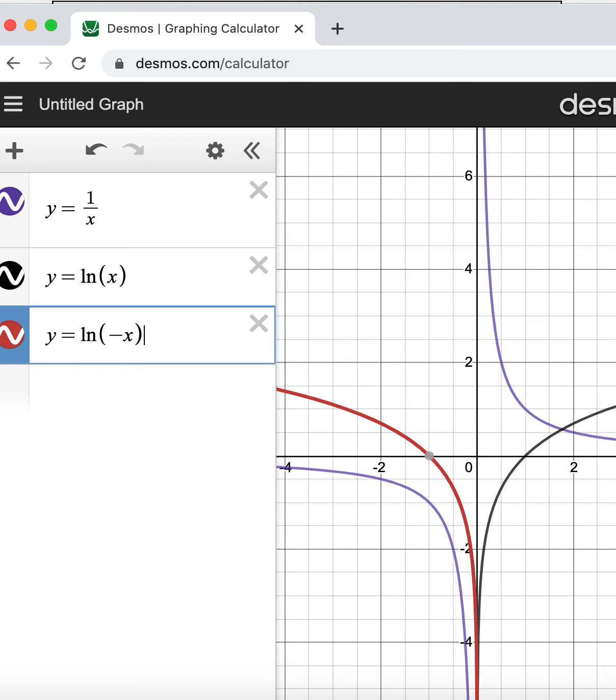Okay, so here the derivative of ln x is this purple curve here. And we can also see that the derivative of the negative side of the ln negative x would be the purple values as well. And so now it's more complete.